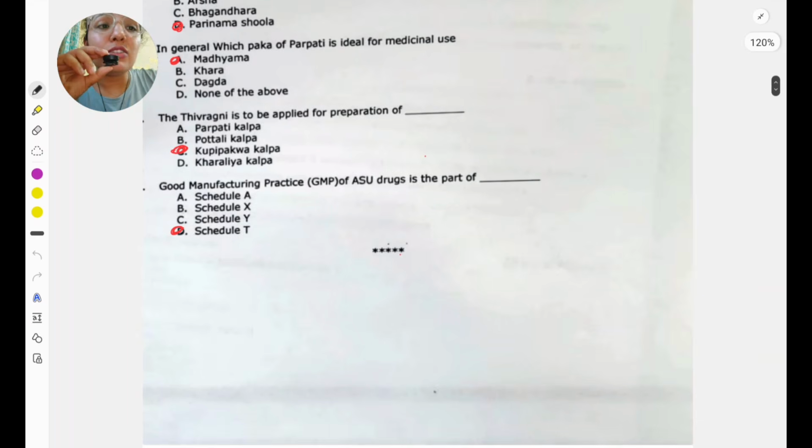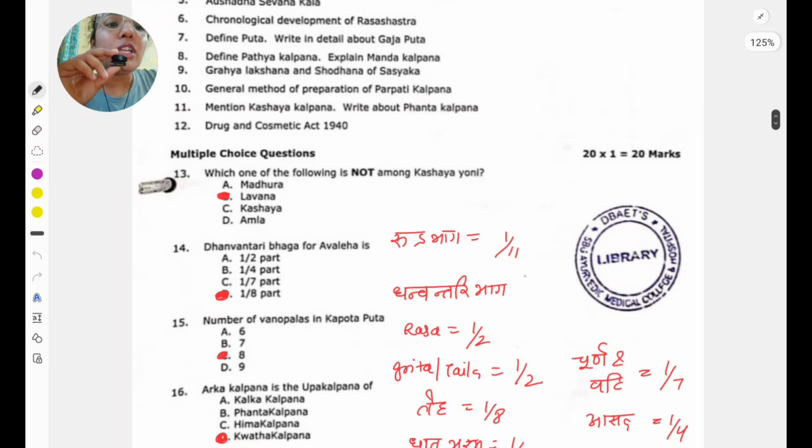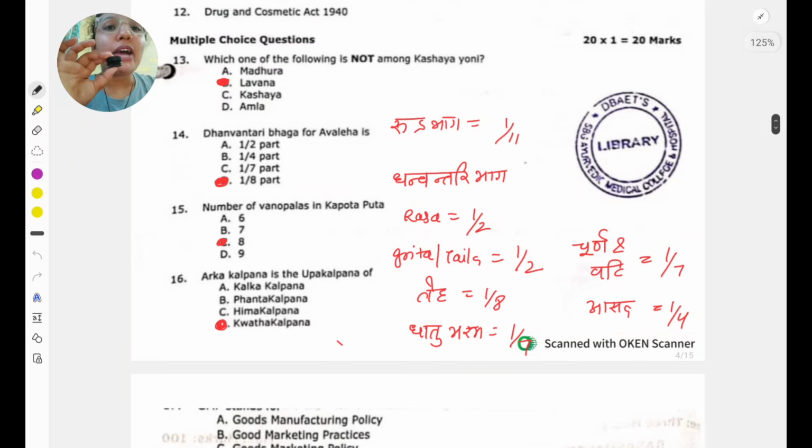Good manufacturing practice of ASU drugs is coming in Schedule T. Next MCQ: which of the following is not among the Kshaya Yoni? Lavana is not among them. Dhanvantari Bhaga for Avaleha is 1 by 8. So this portion you have to study, and I already explained it here.